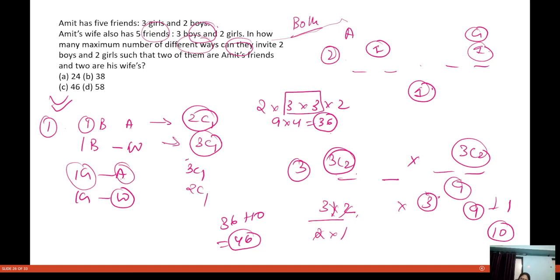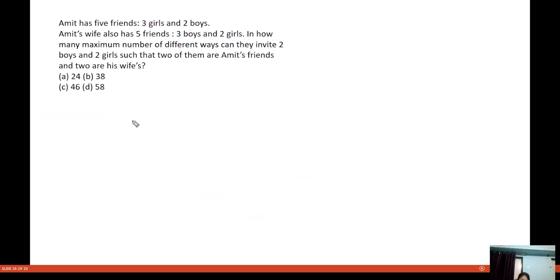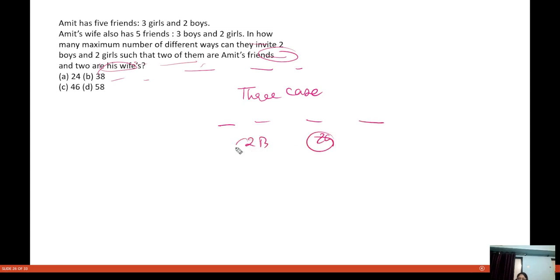Now let us move forward. I hope everybody understands this well. See, what we did here is, let us look at this question once more. We took three cases, because they are asking in how many maximum number of ways we have to invite two boys and two girls, such that two of them are Amit's friends and two of them are his wife's. So actually we have four positions of two boys and two girls, but we have to choose two people from Amit's friends, and two people from Amit's wife's friends. Okay, so we make cases here.